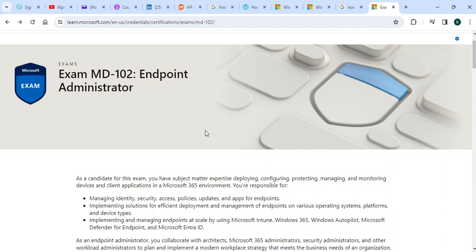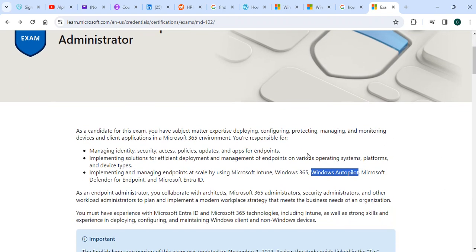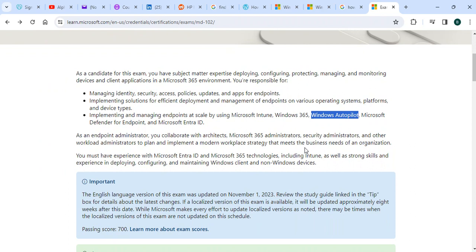Microsoft Intune, which is a very important part of the Microsoft MD-102, and Windows 365, Windows Autopilot. As you can see, this is a very important part of it, and as I mentioned previously in my videos, I showed you how to utilize the Autopilot process, and also how to utilize other Intune products in there.